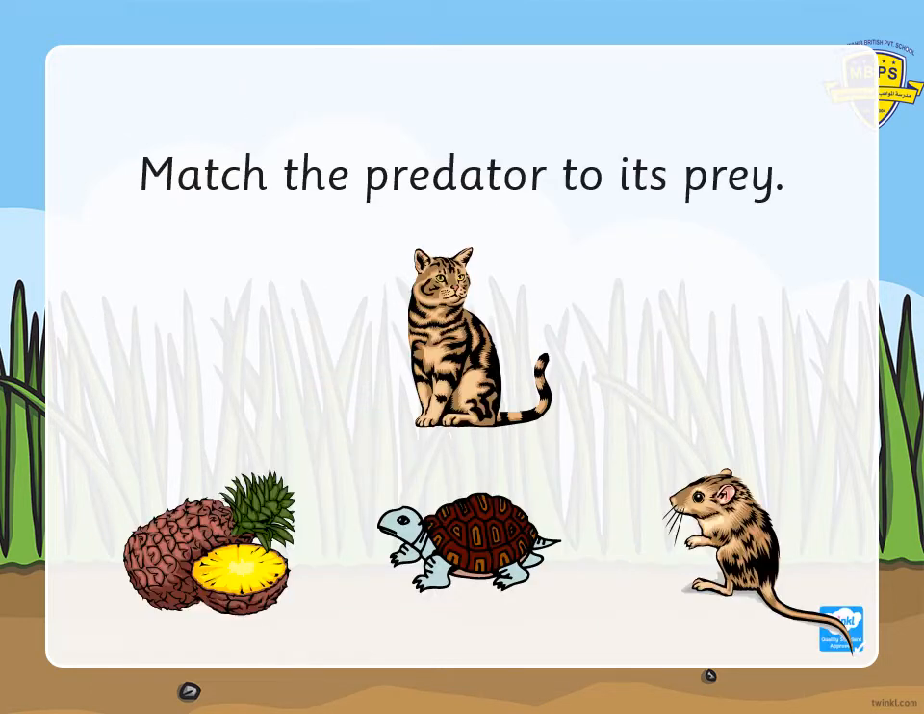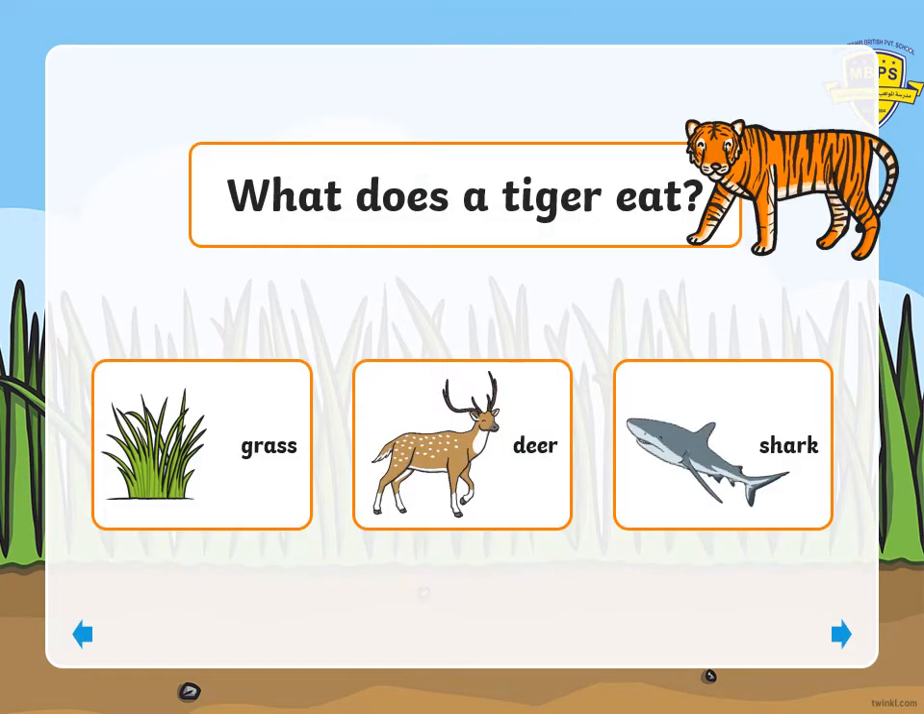Let's see. Now can you match the predator to its prey? Which is a very easy one. Will a cat eat a pineapple, a tortoise, or a mouse? Obviously a mouse. What does a tiger eat?